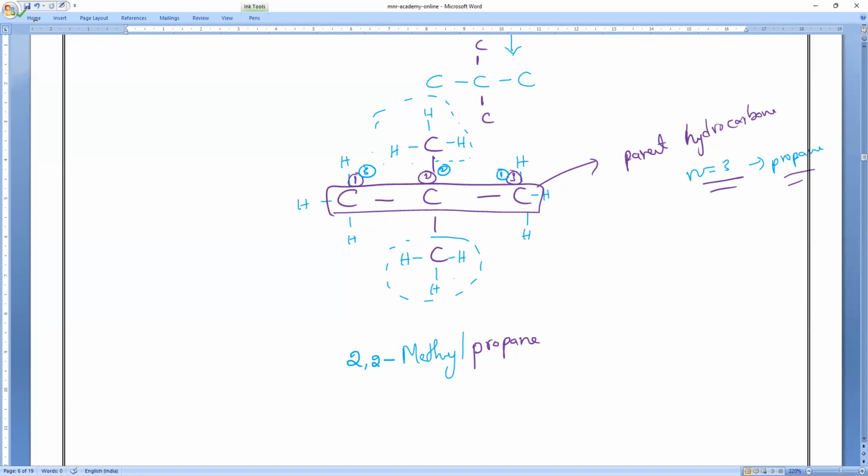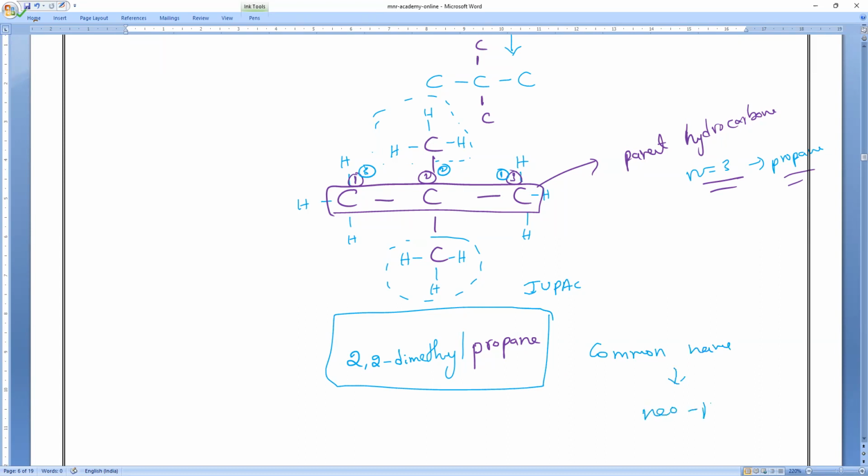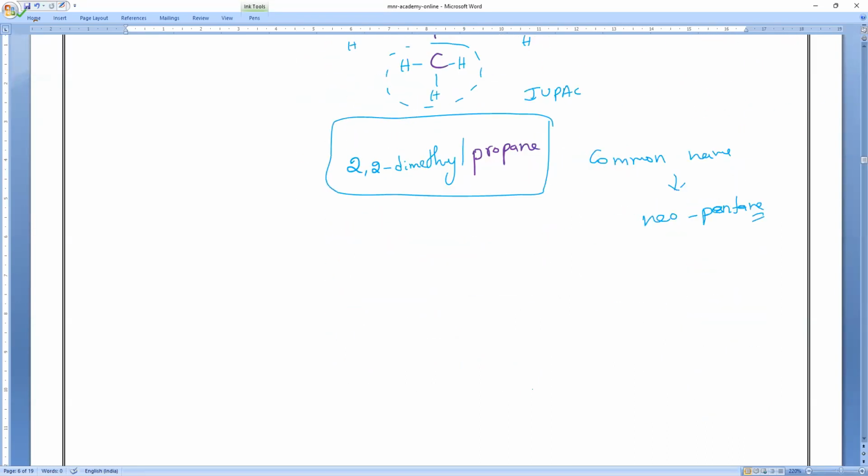And how many methyl groups? One or two? Two are present. That is why it is called dimethyl. Please note it: 2,2-dimethyl. If one methyl is there, just methyl. If two methyls are there, we make it dimethyl. If three are there, trimethyl. So it is dimethyl propane. What is the IUPAC name? 2,2-dimethylpropane. And the common name is neopentane. What do we call it, everybody? Neopentane. Clear, all of you?